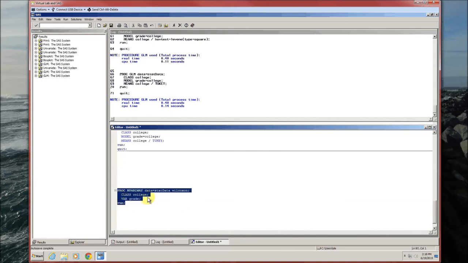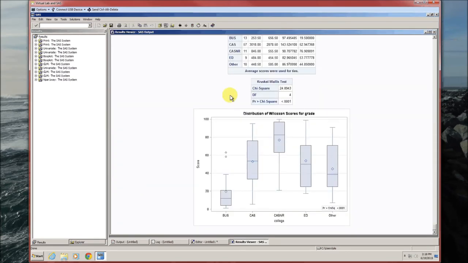Here's what you would run. This looks very familiar to us. It's very similar to what we've done with the two sample tests. In fact, I think the code is exactly the same. The only difference is the class variable, college in this case, has more than two levels. So SAS knows to run a Kruskal-Wallis test on it.